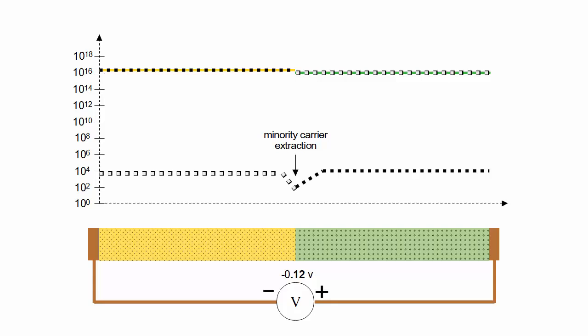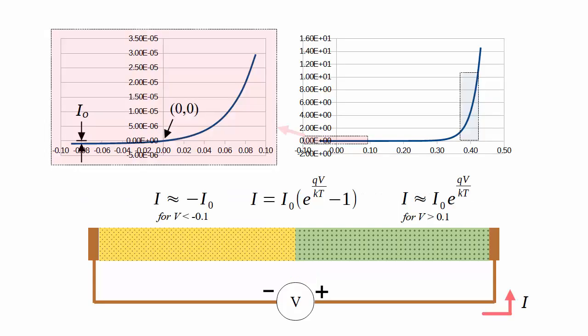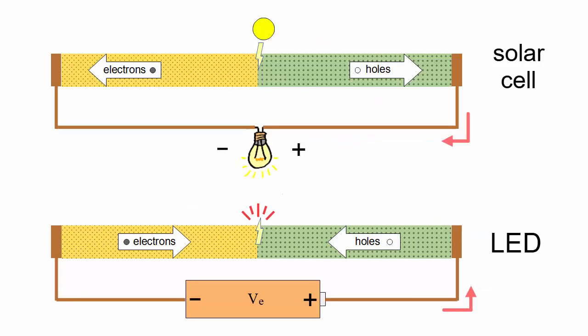In the next video, we look at the IV characteristics of the p-n diode and see how the p-n junction can operate as a solar cell or light-emitting diode.